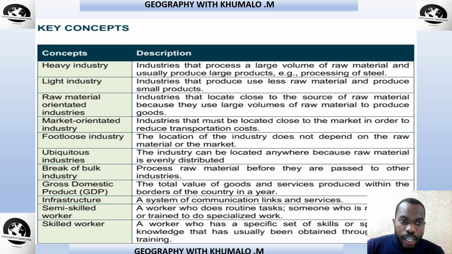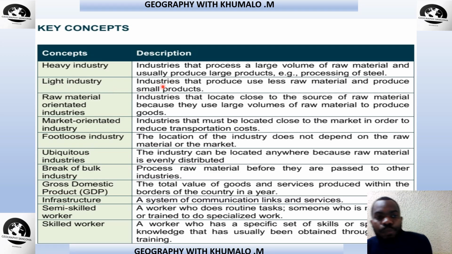Now, then we talk about the market-orientated industry. The market-orientated industry, grade 12, is that type of industry that must be located close to the market in order to reduce transportation costs. You can see a raw material-orientated industry; I can pair it with the market-orientated to learn their differences so that it can be easy for me to understand. Heavy and light, I can study them together and define and discuss the differences between the two.